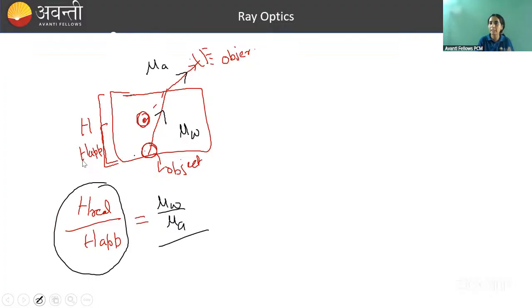And on this side, how will you write the refractive index? See, light is traveling from where to where. So, where is the incident light? In water. So here mu W. Where is the refracted light? In air. And hence here mu A.